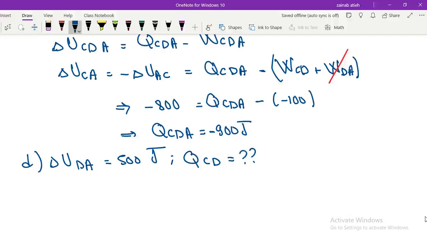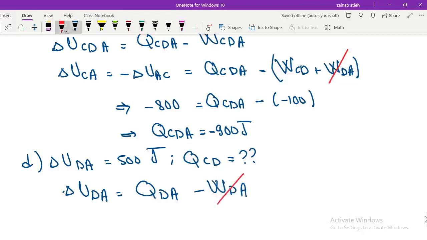Okay, let's try to find it. We have already found QCDA, which is for sure QCD plus QDA. I will try to find QDA, since he gave me delta U DA, and from it I deduce QCD. So delta U DA is equal to QDA minus WDA. Okay, DA was isochoric, so the work is 0, so we will get QDA equals delta U DA equals 500 joule.